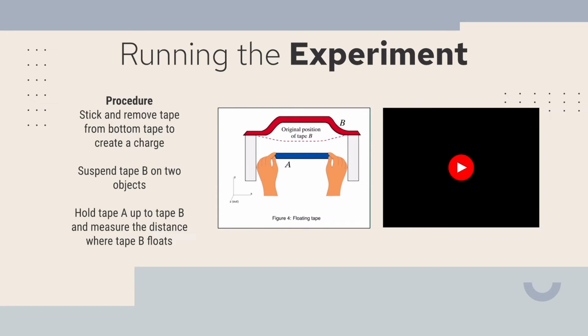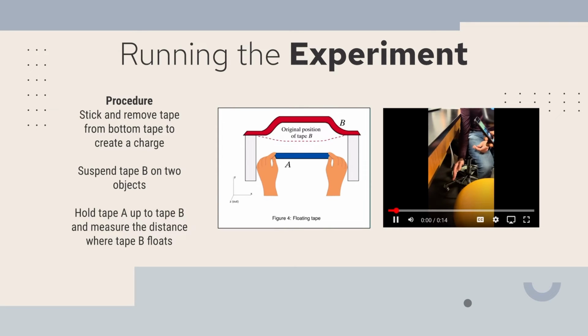The procedure was we stuck both tape A and tape B to a bottom tape that was stuck to the table to create a charge on both pieces of tape. We suspended tape B on two objects and held tape A up to the bottom of tape B and measured the distance between them to find where tape B floats. And the charged piece of tape, once it was charged, looked like this. And it was attracted to our hands as our hands are positively charged.